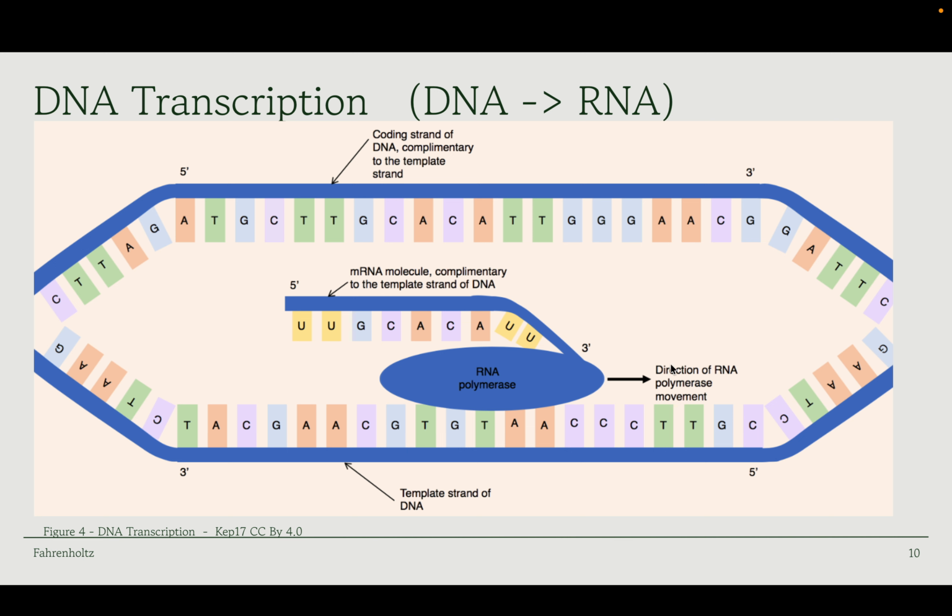Sorry, before this was not showing DNA helicase. That's somewhere up here, unzipping the DNA up here. In the initiation phase, RNA polymerase locates the promoter that marks the beginning of the appropriate gene, and it attaches to the strand of the DNA and begins to build an mRNA. We'll discuss more on that structure in a moment.